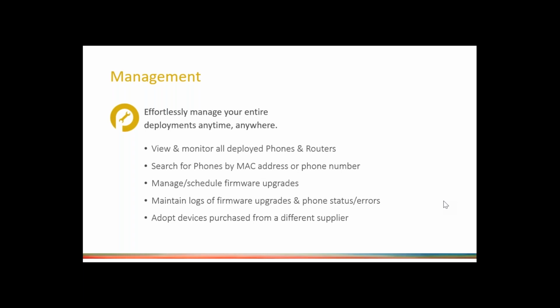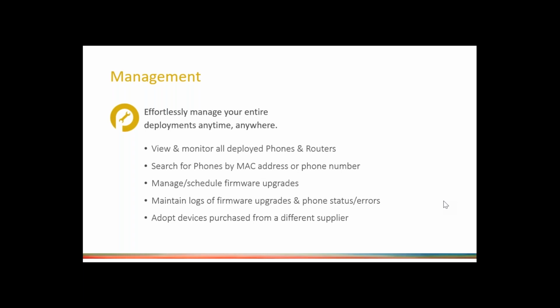So you can search for phones by MAC address or by a phone number within ProSys. Again, really allowing you to just search and find that phone easily, because you've got hundreds of orders, thousands of orders. It can be quite difficult to search, I imagine. You can manage and schedule firmware updates. So if you want to do it at 2 o'clock in the morning, for example, you can do that from within ProSys and push the firmware. You also get logs of firmware updates as well as the phone status, or if there's been any errors or anything like that. You can see that from within ProSys.